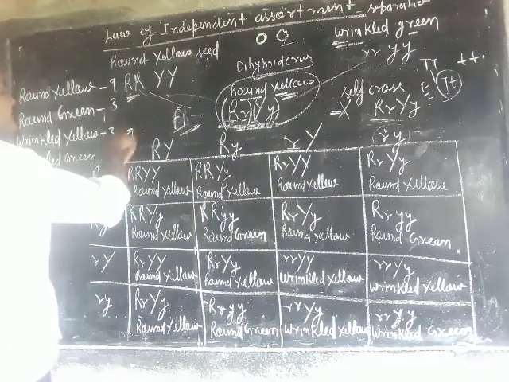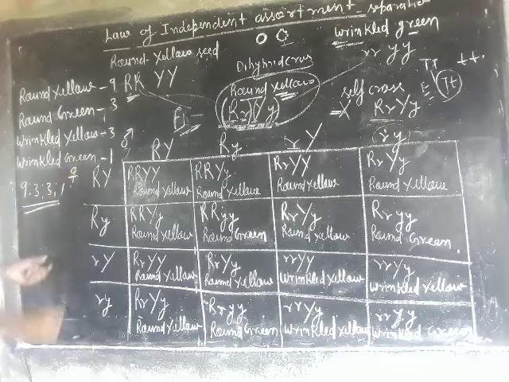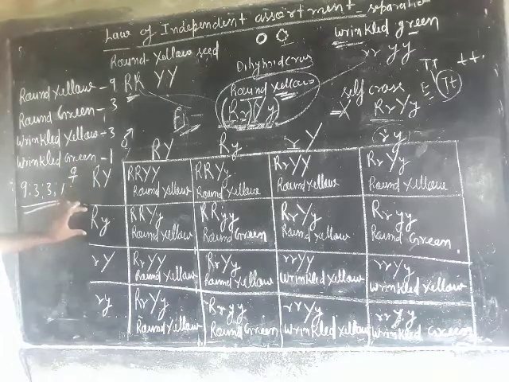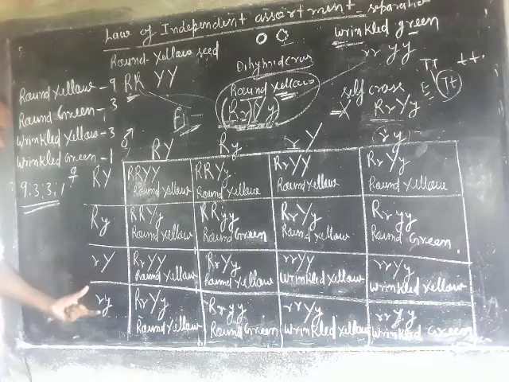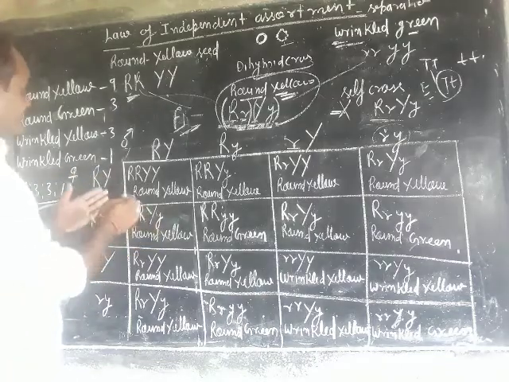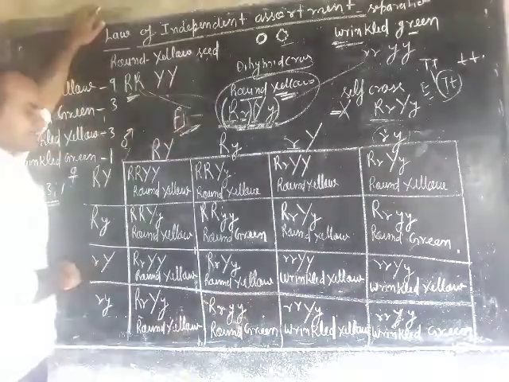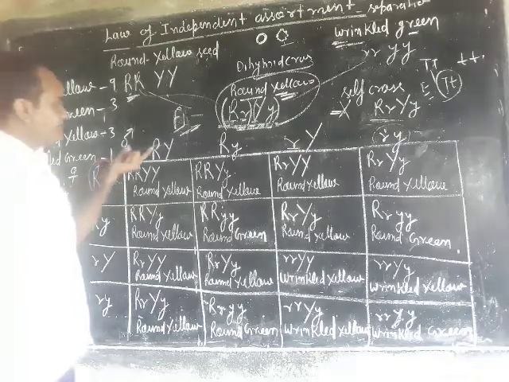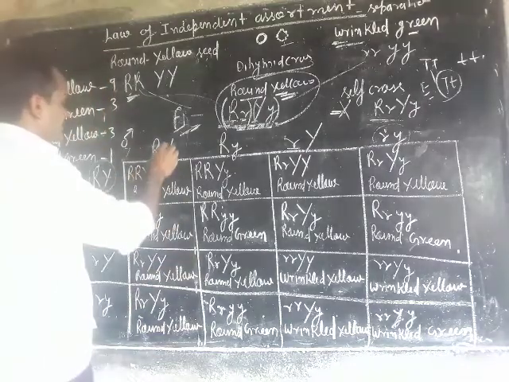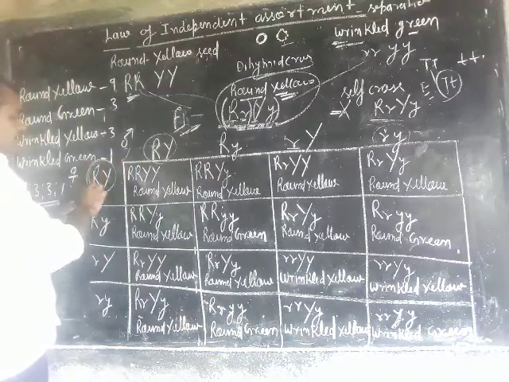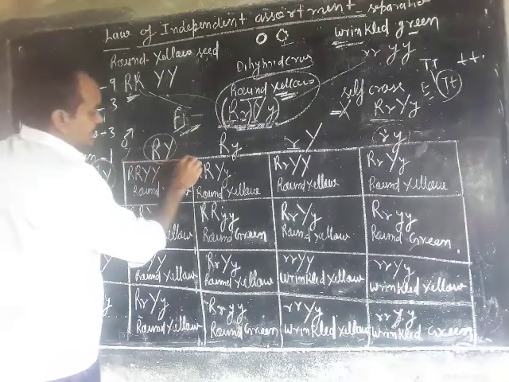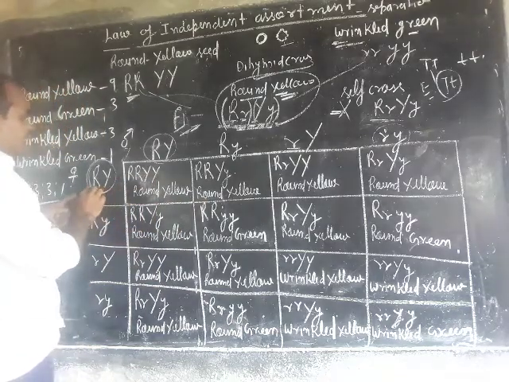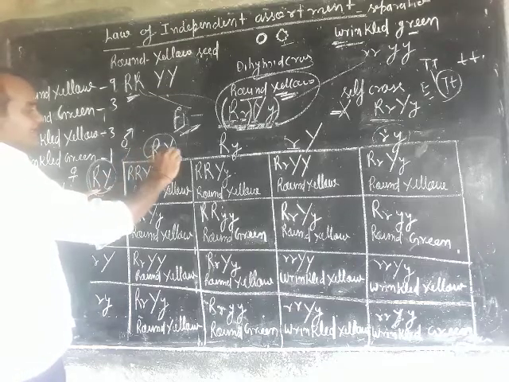Here is the male, and in the case of the female we get capital R capital Y, capital R small y, small r capital Y, small r small y. Using the Punnett square method, the female gametes fertilize with the male gametes. Both gametes fertilize and are put in the first box: capital R, capital R, capital Y, capital Y.